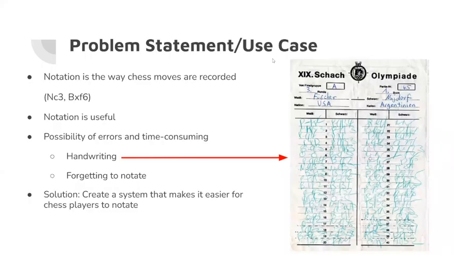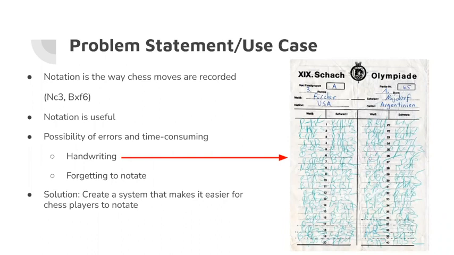So, to show why we need an autonotator, we can see on the right-hand side an example of how two professional players record a chess game. In a tournament setting, players are required to write down the move after they play a chess move on the board. However, since handwriting is involved in this process, we can see a very faulty, very flawed example on the right-hand side over there.